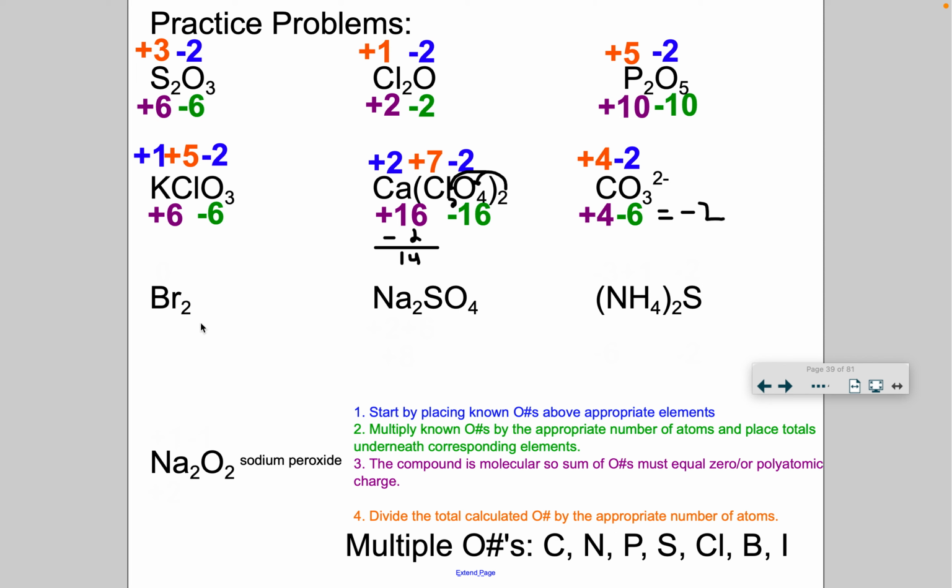Br2, rule number 1. If you just see one element or an element bonded to itself, the oxidation state is 0.